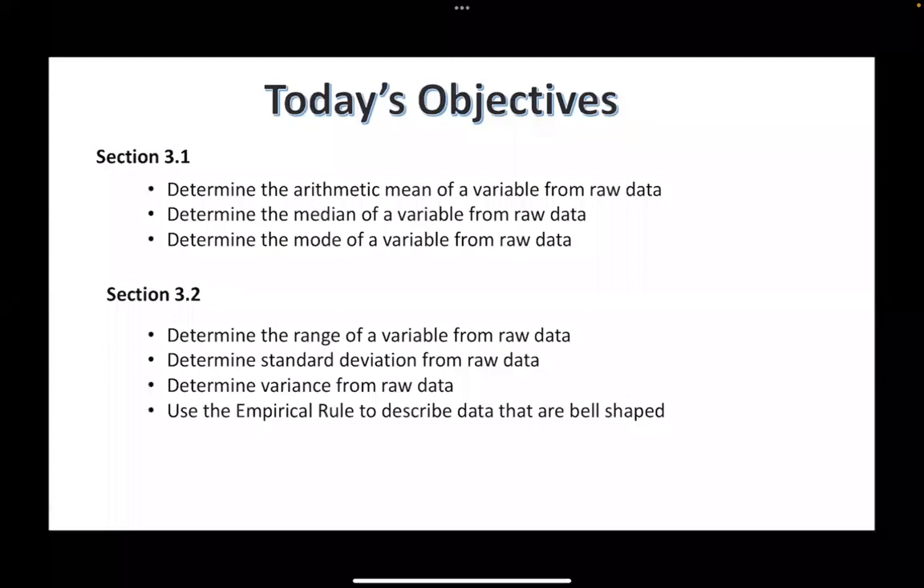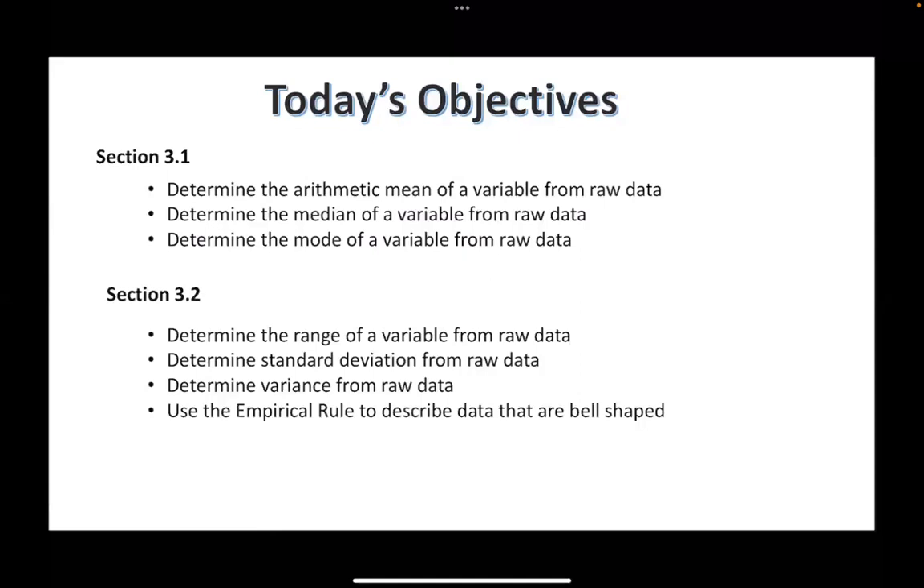So we are covering sections 3.1 and 3.2 today. Section 3.1 is looking at measures of central tendency, so all of the different ways that we measure averages and when we use them and what they mean and how we calculate them and everything. Section 3.2, we're going to look at the range, we're going to look at standard deviation, and we're going to spend about 30 seconds looking at variance. And then we're going to talk about the empirical rule.